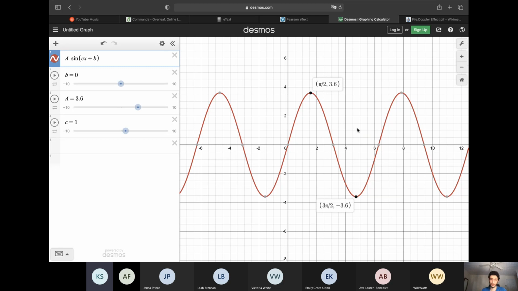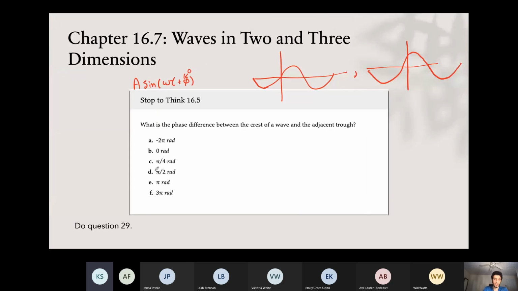Yes, indeed. It's pi because it's half a wave. Since a wave repeats itself each 2 pi, the difference would be pi. And you can literally see it over here. You have pi over 2, you have 3 pi over 2. So this is half a pi and this is 1.5 pi. So the difference is pi. Yes, indeed. So that would be the answer.